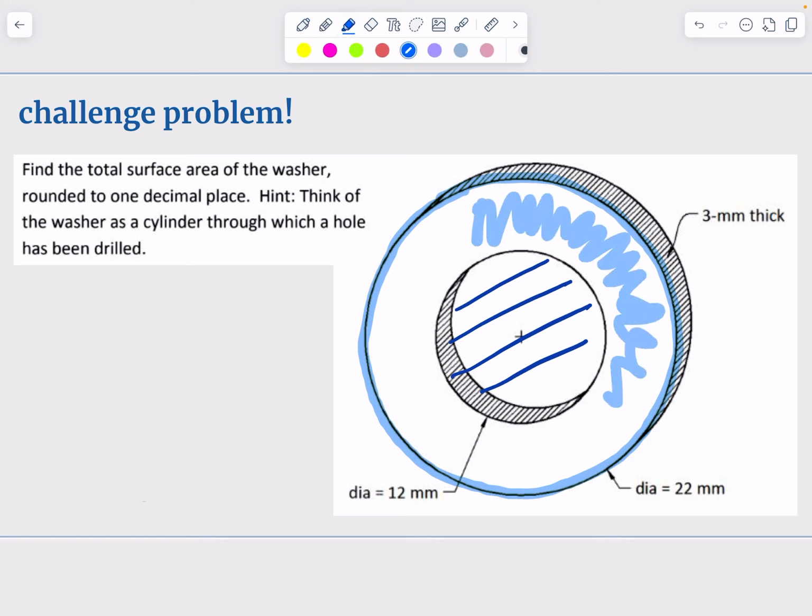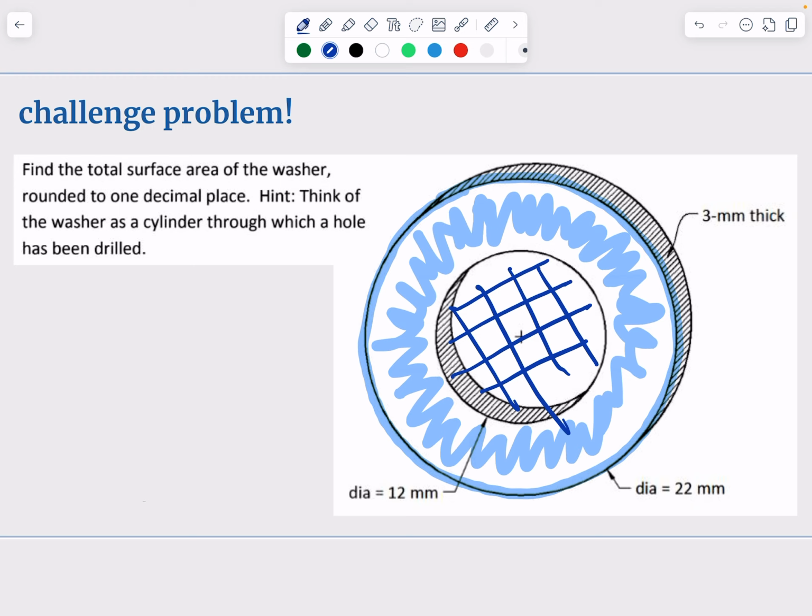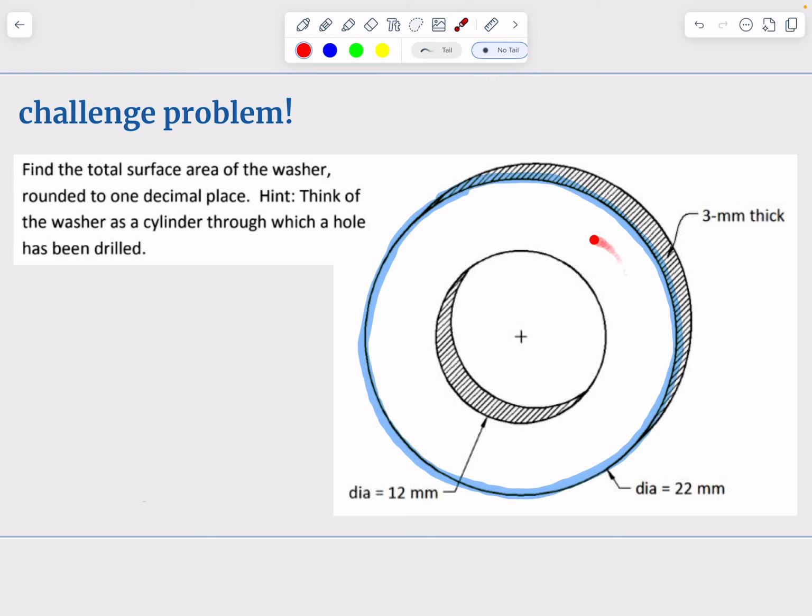So I'll find the big area. I'm going to take away the area that's in the middle there, and then I'll have the washer part that's left. I also know that the front side of this washer and the side that's on the back that we can't see are exactly the same. So once I find this front area here, I'll just double it, and then I'll have the areas of both the front and the back, right?